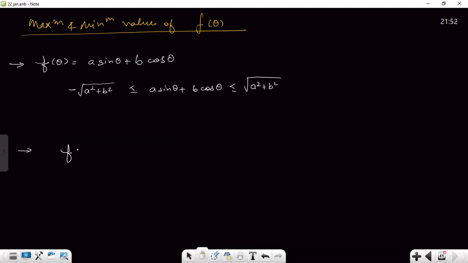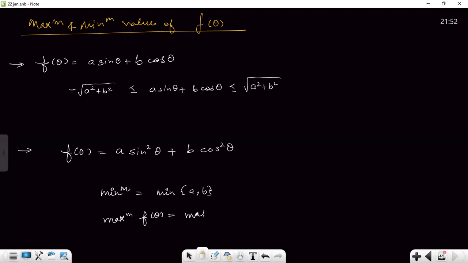If there is a function having a sine square of theta plus b cos square of theta, the minimum value of this function is the minimum of a or b. Whichever is minimum will be the minimum value of this function. The maximum value of f of theta here is the maximum of a or b.